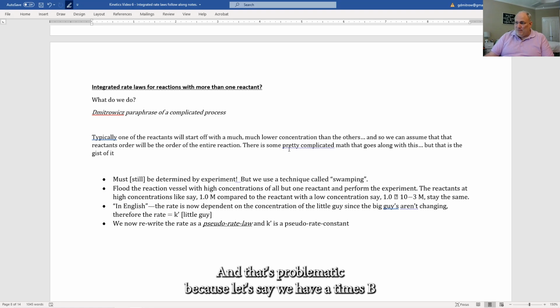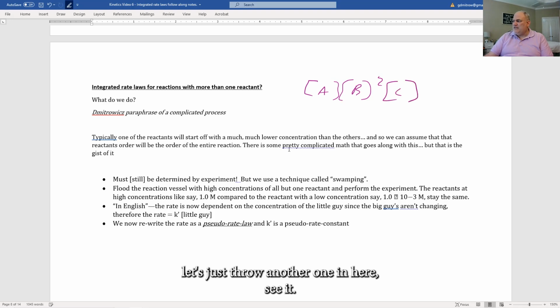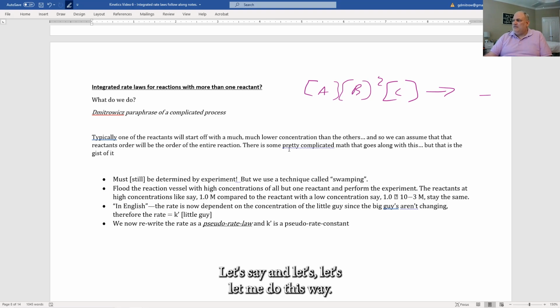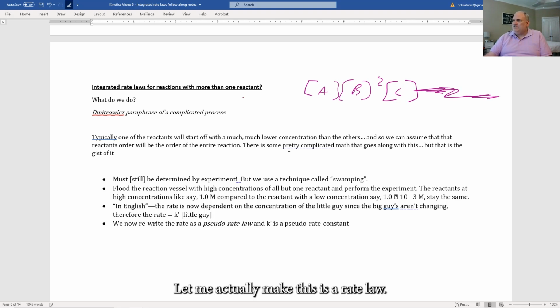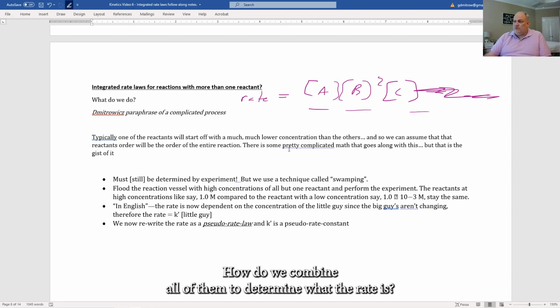And that's problematic, because let's say we have A times B squared, and let's just throw another one in here, C, and it goes to something else on the other side. Let me actually make this a rate law. Rate is equal to this. So let's say this is our rate law, right? And we actually want to know what's happening with our rate, like which of these things actually determines the rate. How do we combine all of them to determine what the rate is?